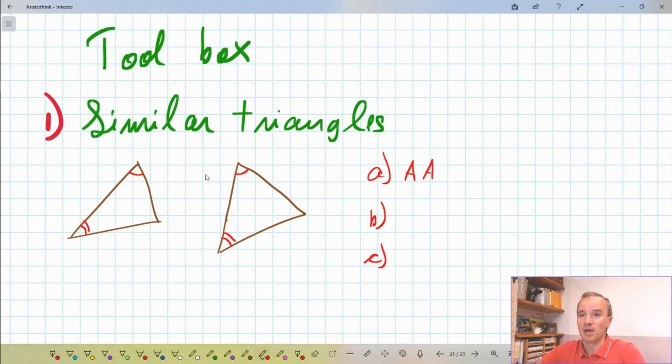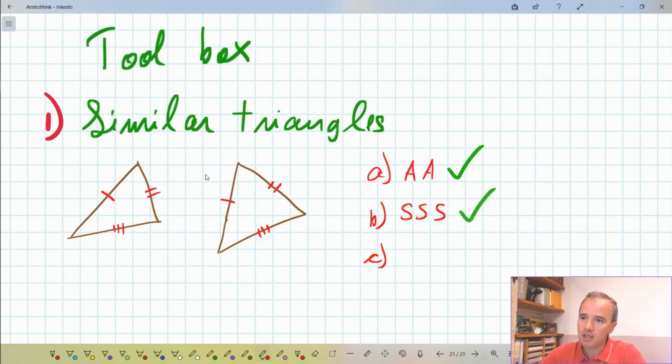Now, angle, this is one possibility. Another possibility is to work with sides, meaning if this side is the same as this one, this side is the same as this one, and this side is the same as this one. If the three sides are proportional, I can safely say they are going to be similar.